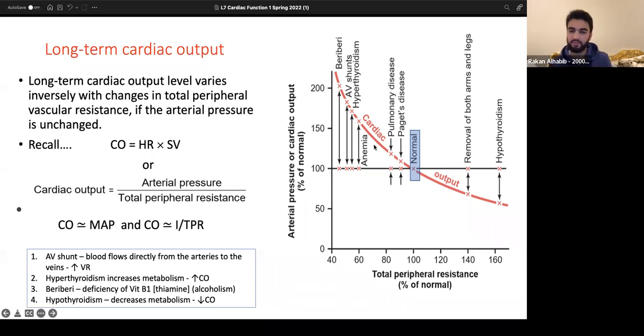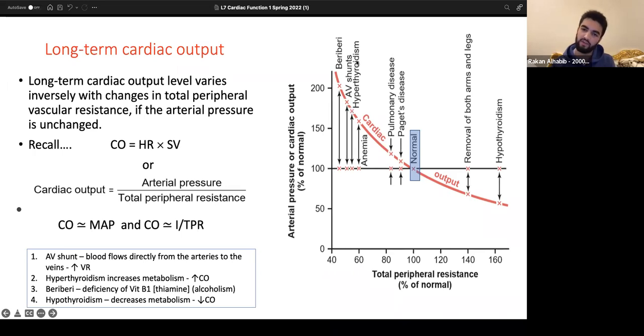And then here he comes into what we just explained in the previous slide, which is the things that would affect the cardiac output. First, things that would increase it. Beriberi is basically a vitamin B1 deficiency, which is found in alcoholic patients. I don't think he got into the specifics of this, and don't worry about this.